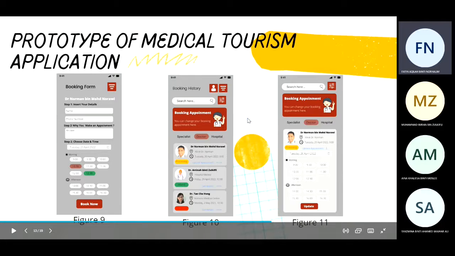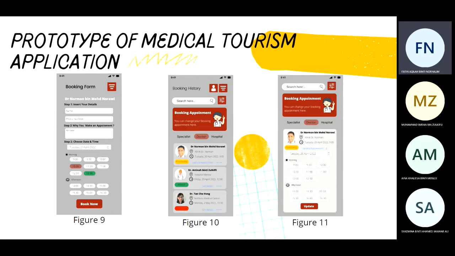So in this booking history, we can also see the doctor that we have booked, the date and the time, and when the appointment booking is on processing, we also can update appointment to change the date or time. So we can click update appointment button, and the system will display as figure 11.